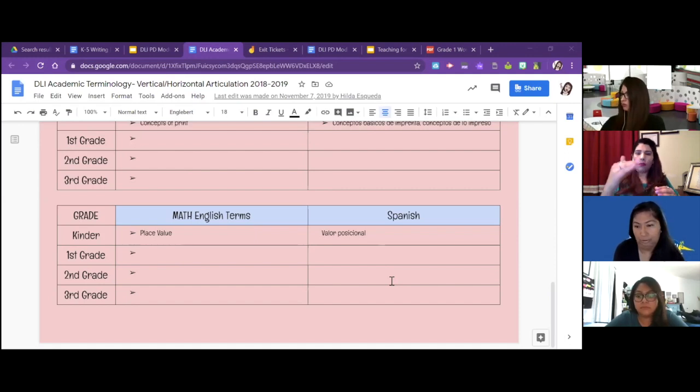In a sense of vertically articulating this way, we can all call it different things and identify different things, but we're going to agree the place value is going to be valor proporcional, right? That kind of thing, which I think it needs to be corrected. So those are the ideas, but Tina made great points as far as just getting on the same page with some of these terms that we don't typically use.